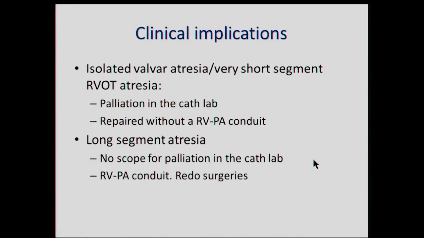Now, what are the clinical implications? I think if you have isolated valve atresia or a very short segment atresia, these babies can be palliated in the cath lab and can be repaired in the operating room without RVPA conduit. As against that, a long segment atresia almost always will need a palliation in the operating room, and most of these babies will require a right ventricle to PA conduit, thereby meaning that will need redo surgeries, which has significant implications in the developing world.